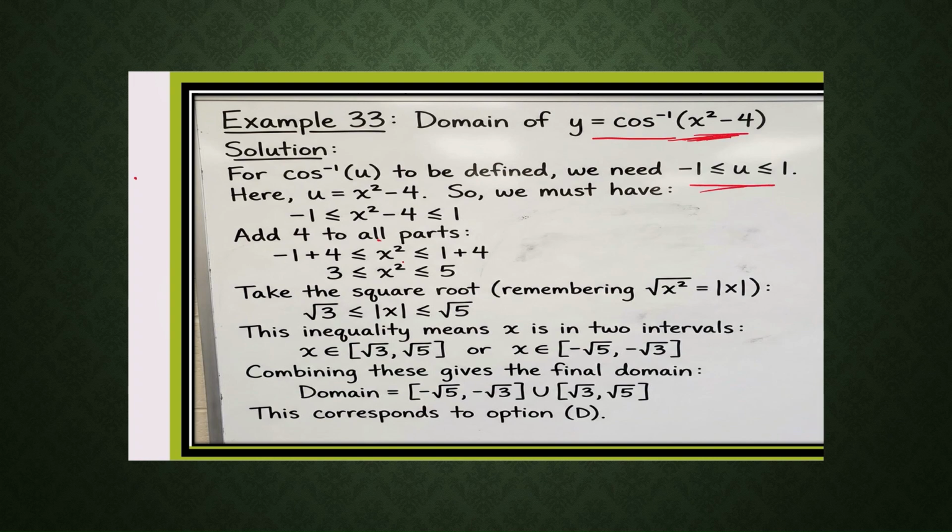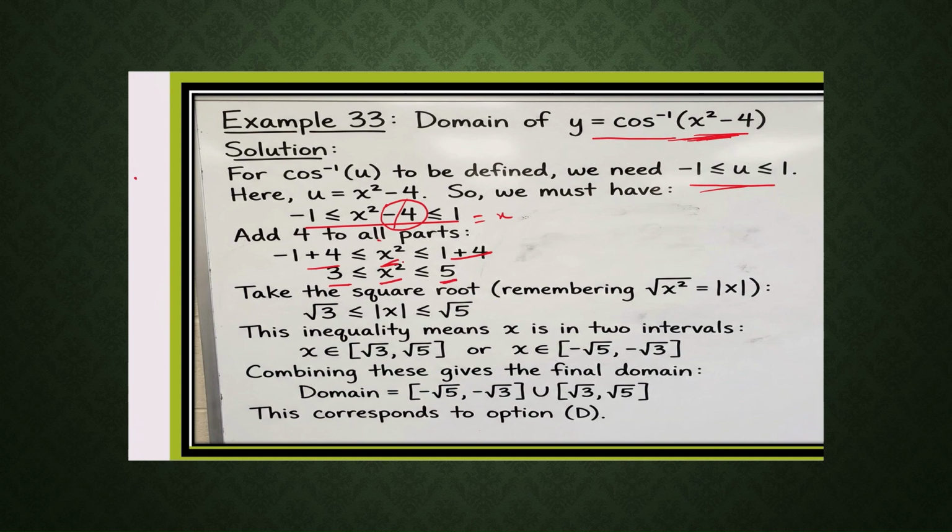x square minus 4 lies between minus 1 and plus 1. What is our intention? To find the x value, is it right? I want to remove the minus 4, so add plus 4 on both sides. This minus 4 and plus 4 get cancelled, then x square lies between these two values. Finally we get x square lies between 3 and 5.